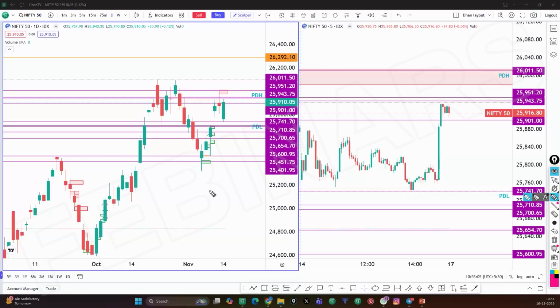Neither think like an option seller nor an option buyer. You think: are they bullish or bearish? That is what you are concerned with. Are they bullish or bearish?